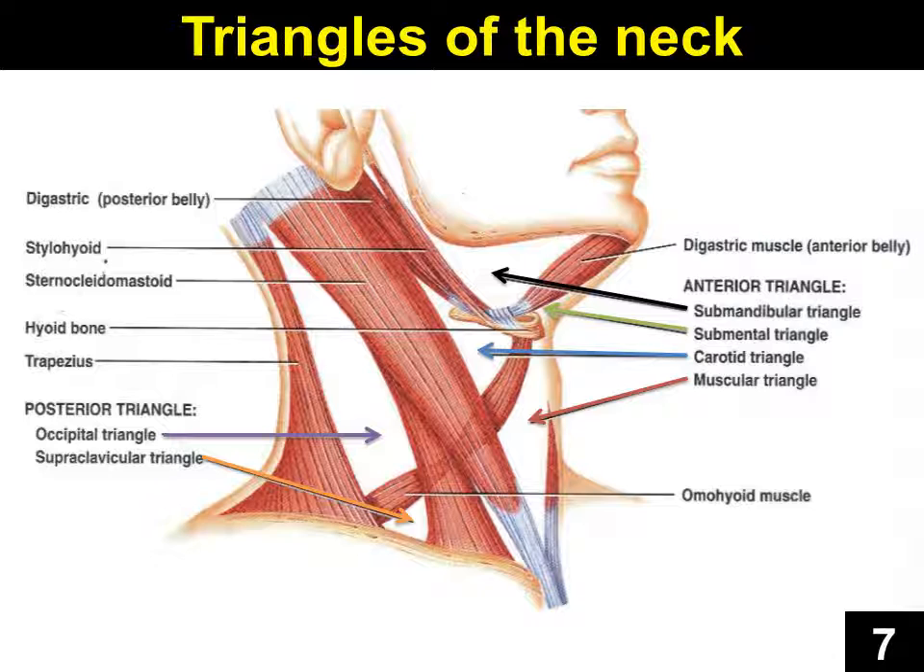الoccipital triangle bounded anteriorly by the posterior border of sternomastoid, posteriorly by anterior border of trapezius, and inferiorly by the inferior belly of omohyoid. هلا second triangle is the supraclavicular triangle. سمي supraclavicular because it is above the clavicle، وهذا bounded anteriorly by the posterior border of sternocleidomastoid, posteriorly by the superior belly of omohyoid, and inferiorly by the clavicle.